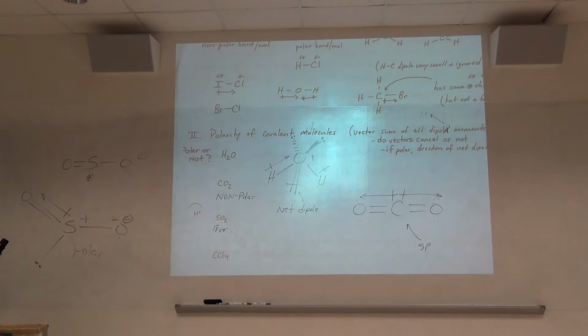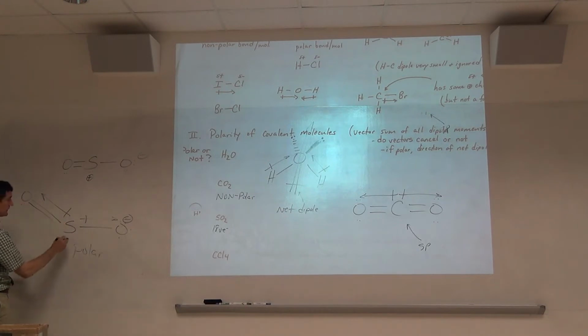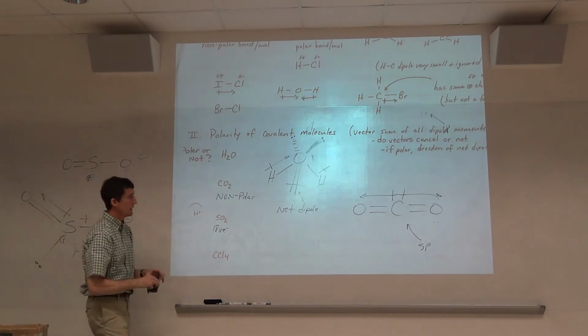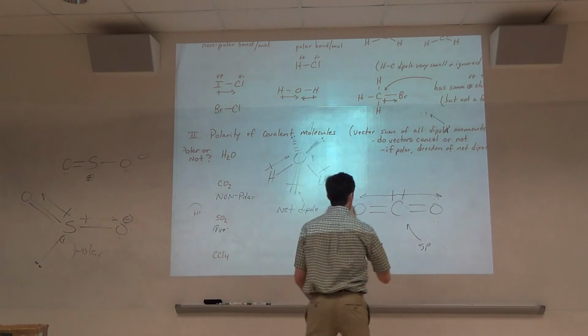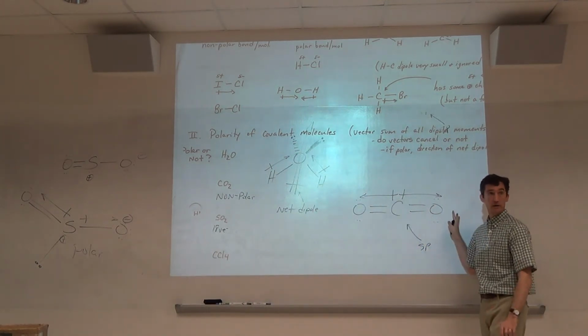What's the big difference between SO2 and CO2? The big difference is because sulfur has a lone pair, it makes it trigonal planar. And then these don't cancel out. There's a charge here. You see over here, carbon didn't have a lone pair, and so it was sp linear.